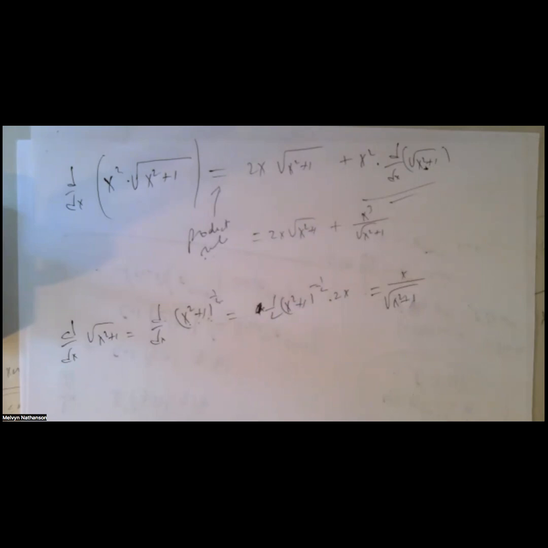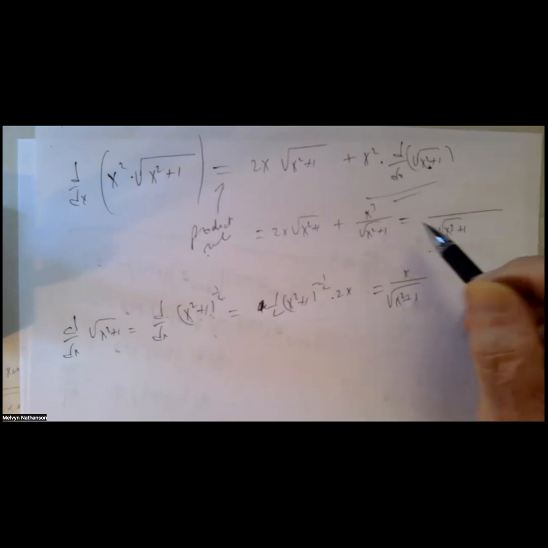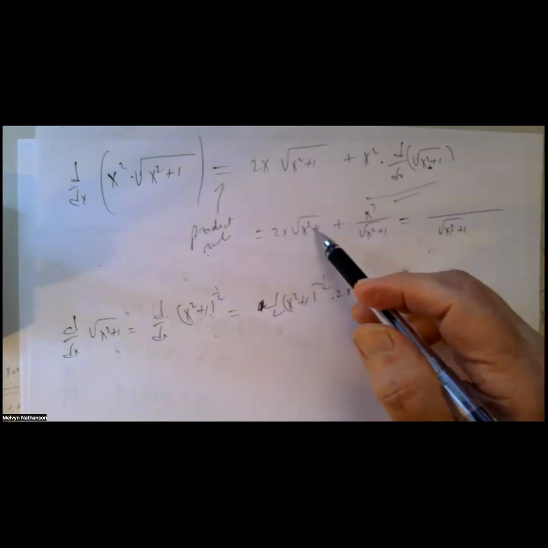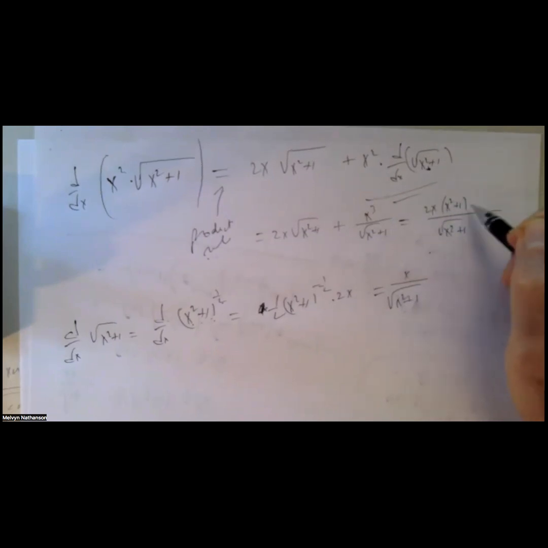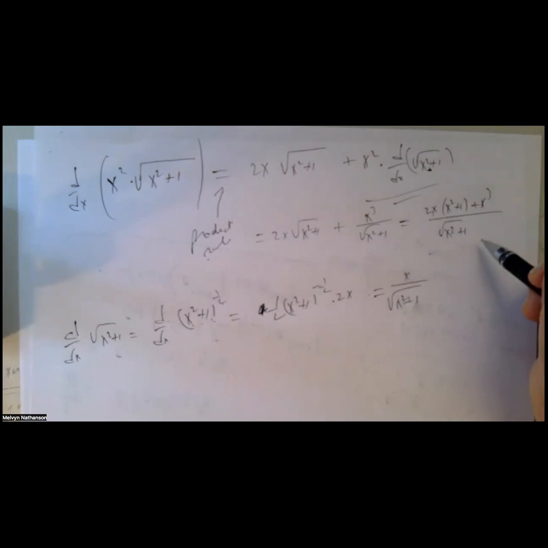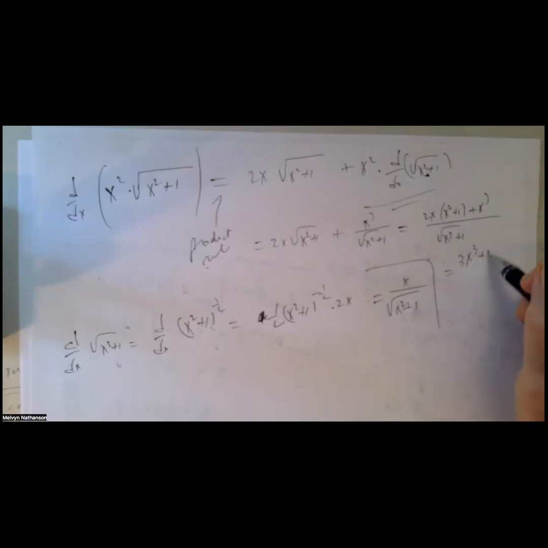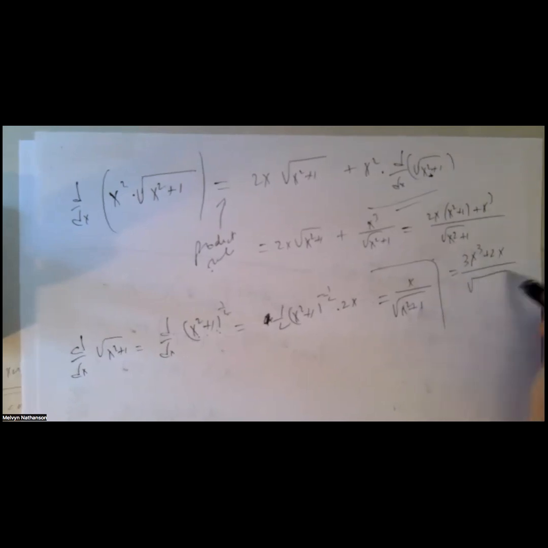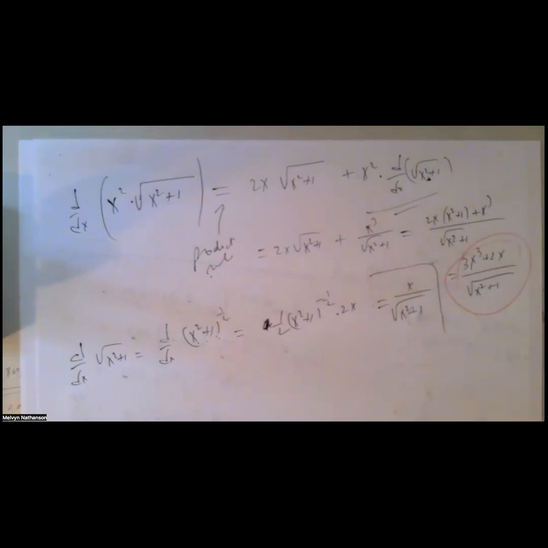And if I want to put this over a common denominator, I multiply this by the square root of x squared plus 1, and I get 2x times x squared plus 1 plus x cubed. This is 2x cubed plus x cubed plus 2x. I get 3x cubed plus 2x over the square root of x squared plus 1. So that's the answer.